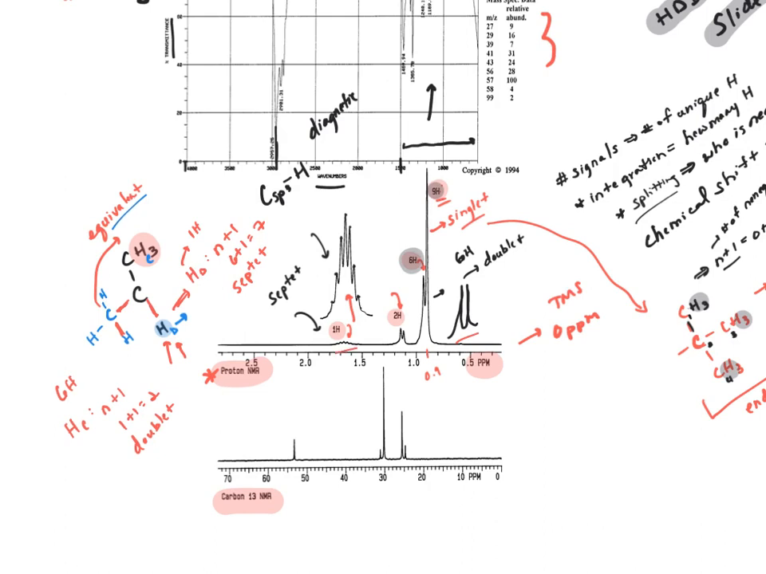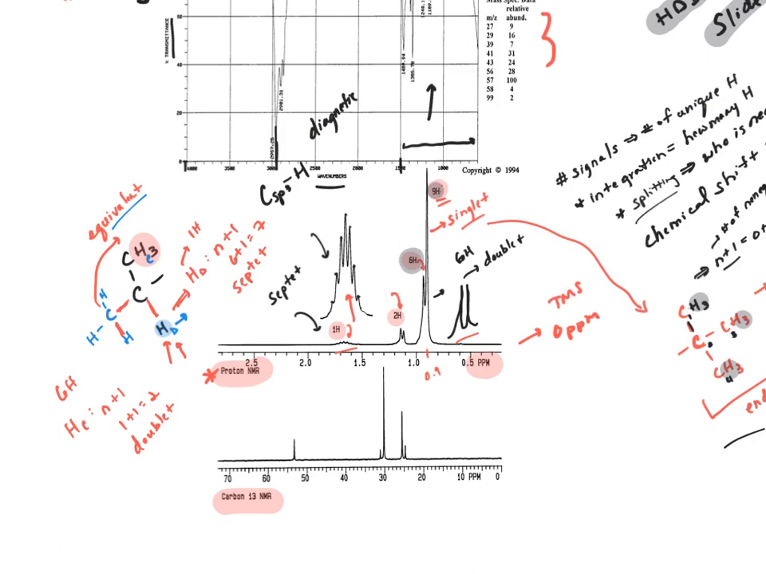All right, so a doublet that integrates to 6 protons and a septet that integrates to 1 proton is almost 100% of the time an isopropyl group. Now, this is also nice, because isopropyl also has to terminate a molecule. From this overall structure, we can't make any more bonds. So now we have the 2 ends of the molecule: we have our tert-butyl on one end, and our isopropyl on the other.